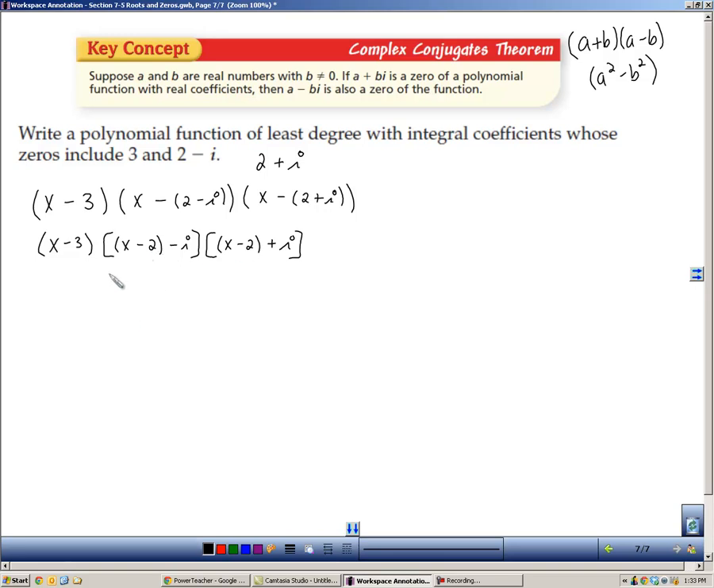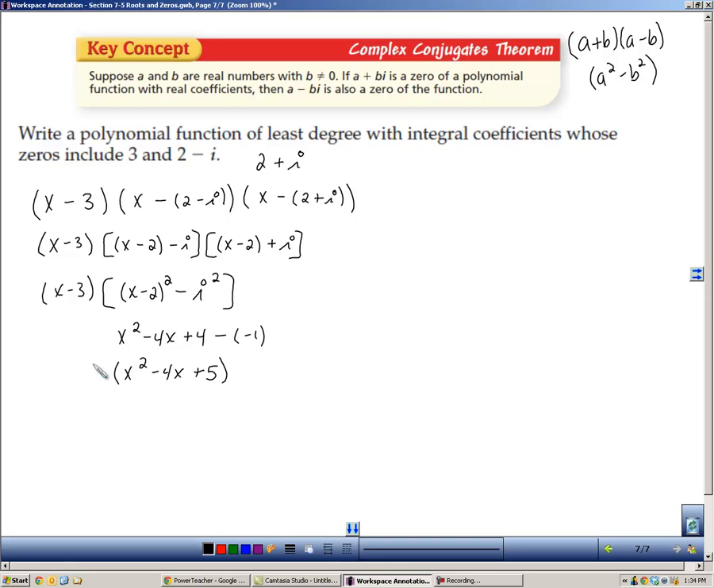So because I have that, I can now take the x minus 2 and square that. And the plus and minus simplify to a minus, and then I have an i squared on the back. Now continuing to simplify, (x minus 2) squared is x squared minus 4x plus 4. And minus i squared is just plus 1, since i squared is negative 1. So all of that becomes x squared minus 4x plus 5.